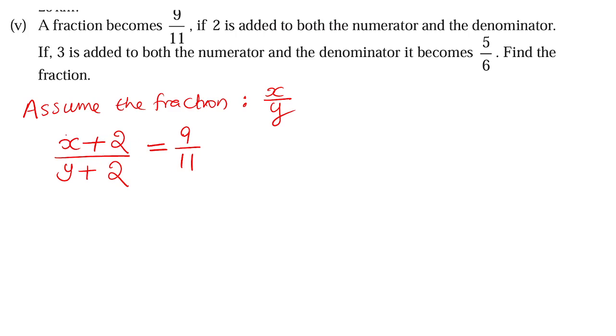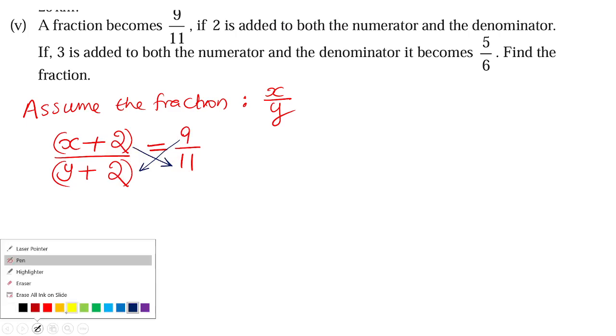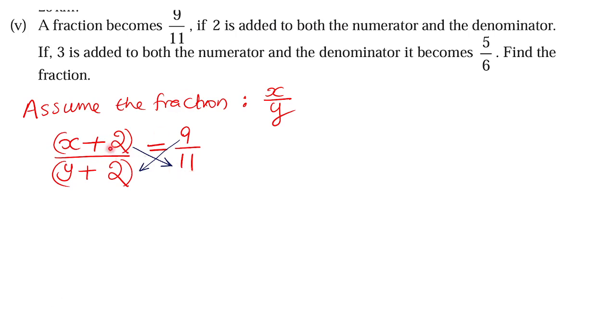Let me simplify this equation. We have studied in the lower classes, if two fractions are equal, you can do the cross multiplication. Meaning that product of these two will be equal to product of these two. If two fractions are equal, the cross product will be same. Cross product means this product will be equal to this product. I want to simplify it. So let me do the multiplication. 11 into X plus 2.